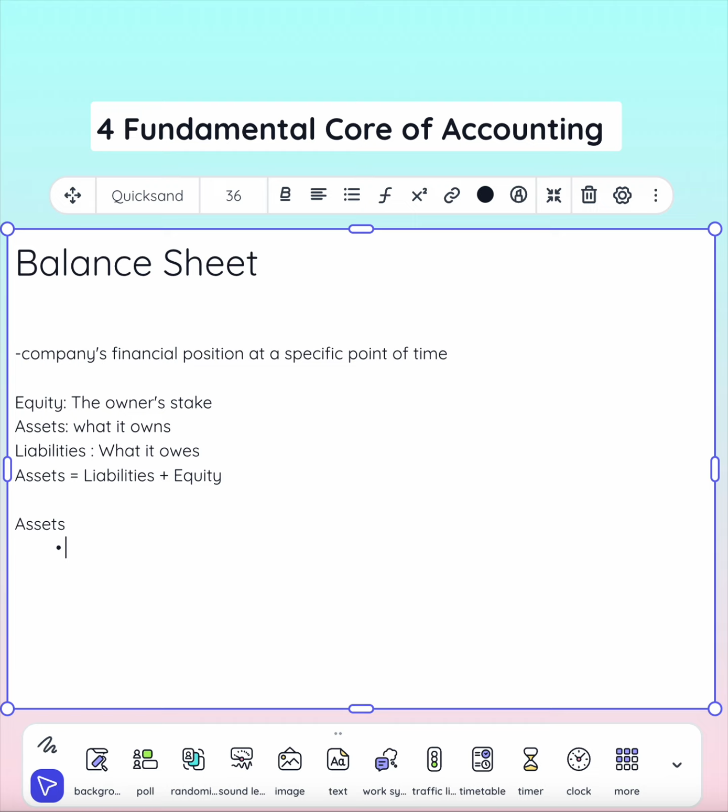So you have current assets, which are assets expected to be converted to cash, sold, or consumed within one year or the normal operating cycle of the business.